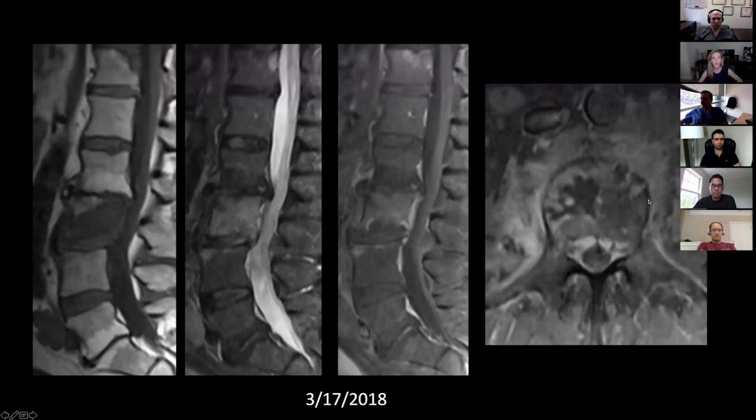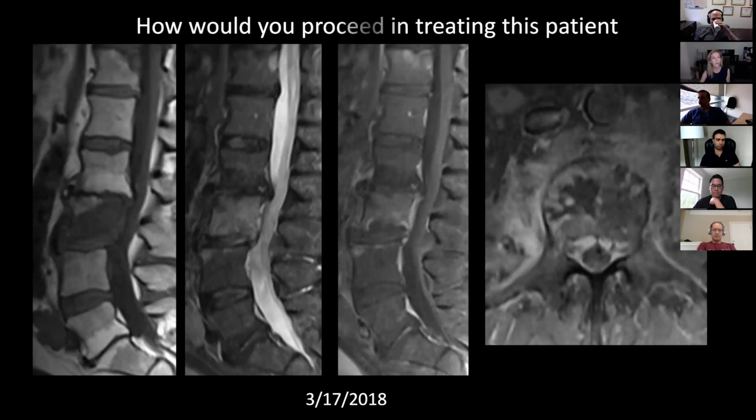Post-contrast is enhancing, and you get a good idea about it, it's almost involving the whole vertebral body, and you can see the paraspinal component also of this mass. So I would be really interested in knowing how people would approach this, how they would treat. But as we are going through that exercise, I would say what we did.